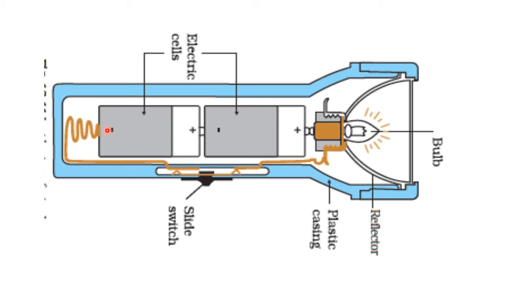Here we can see a flow of electric charges continuously. Without a break it is flowing around a circuit. So this is a complete circuit. Okay, so will the bulb light or not? The bulb will light.